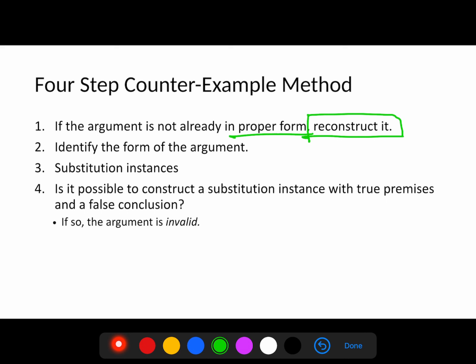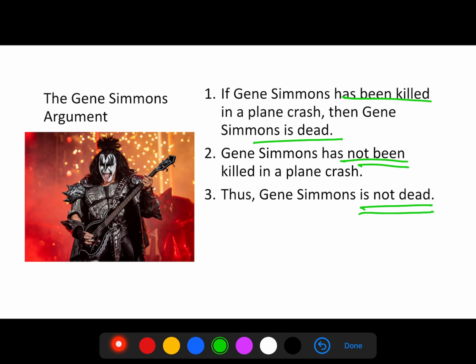And then we're going to identify the underlying form of that argument. So if we go back to this argument here, I'll write this in blue here. We notice that this argument has the following form.